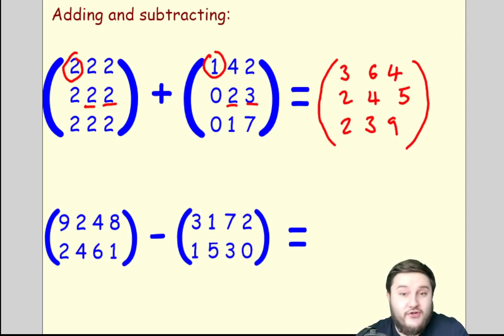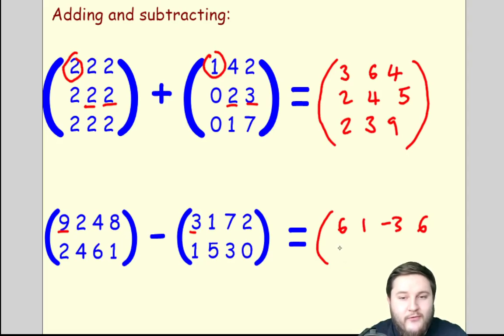So it's pretty much exactly the same as adding vectors, because vectors are technically matrices, but a very special type. You just add the numbers that are in the same positions. And if we go on to subtraction, it is the exact same process. We just subtract the numbers that are in the same position. So 9 take away 3 is going to give us 6, and then 2 take away 1 is 1, 4 take away 7 is -3, and 8 take away 2 is 6, and then on to the bottom row, we get 1, -1, 3, and 1.